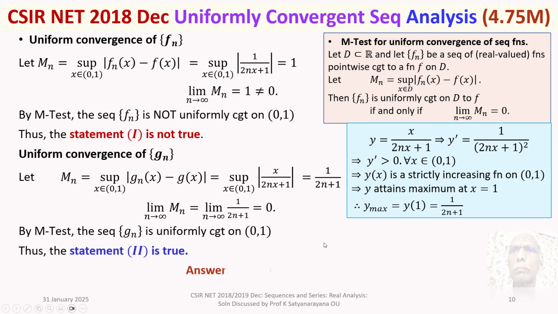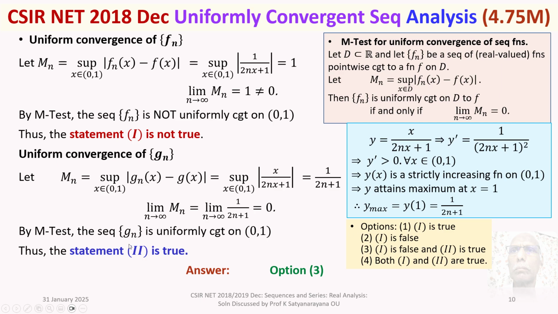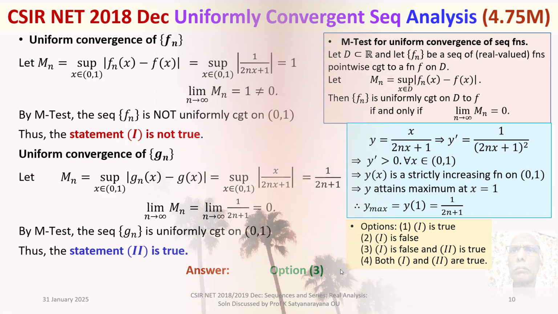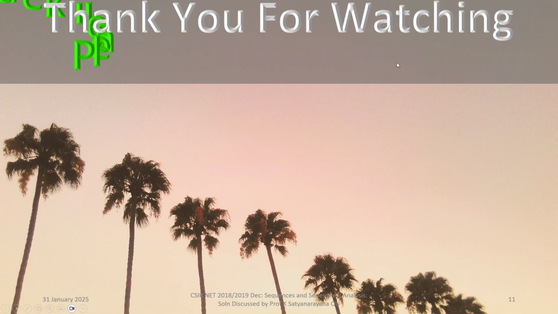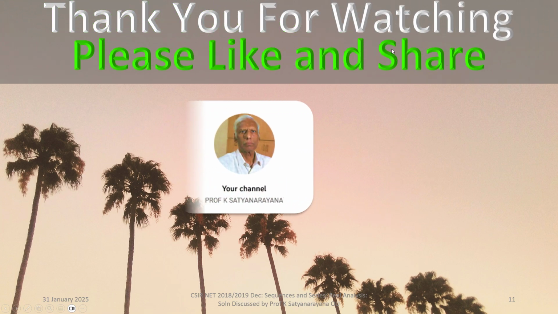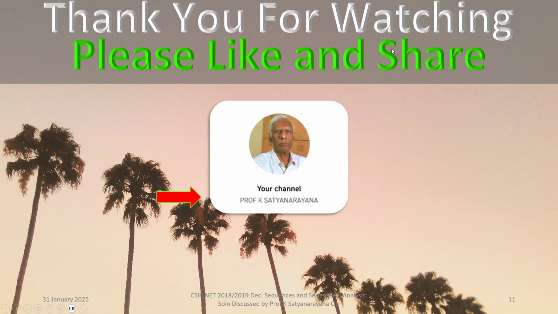Let's look at our options. Our statement 1 is not true. That means statement 1 is false and statement 2 is true. That is appearing precisely against option 3. So the answer to this question is option 3. That is the detailed discussion of the solutions of those 3 questions we have chosen for discussion for today.